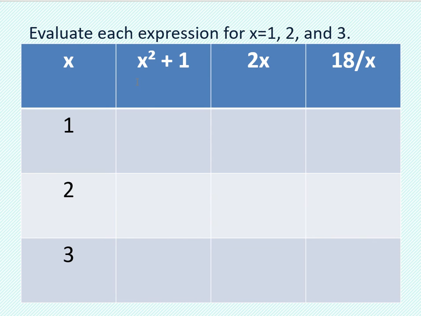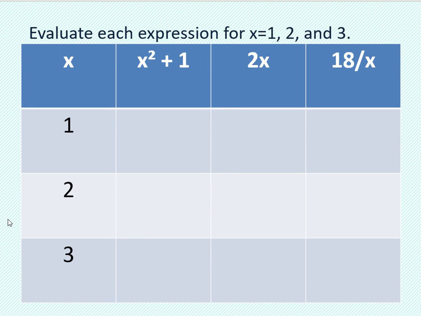All right. Now we do have an exponent here. So look at your expressions to solve for x equals 1, 2, or 3. We have no parentheses in x squared plus 1, but we do have an exponent. So we would say 1 squared would be 1, plus 1 equals 2. Then for the next expression, 2x, which is just simply 2 times x. So 2 times 1 would equal 2. And then the last expression they give us is 18 divided by x. So 18 divided by 1 equals 18.